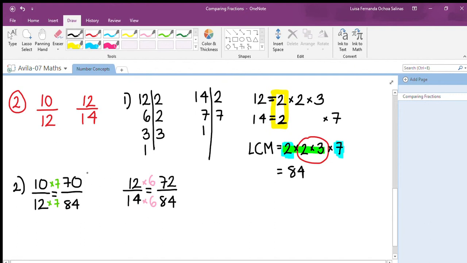Perfect. Now I can compare my fractions. I can say, okay, 70 over 84 and 72 over 84. I know that 72 over 84 is greater than. But remember that when you write down your answer, you have to use your original fractions. So my original fractions was 10 over 12 is less than 12 over 14.